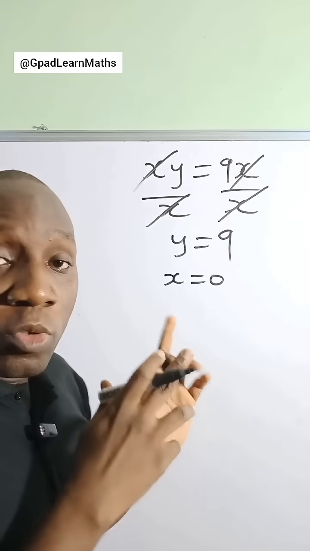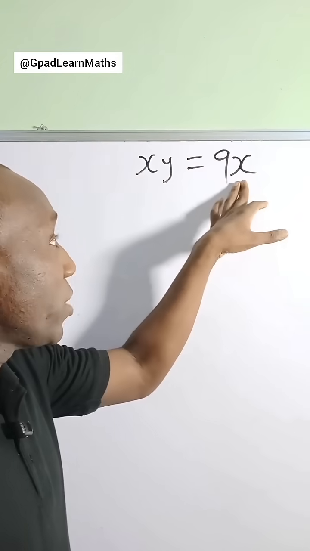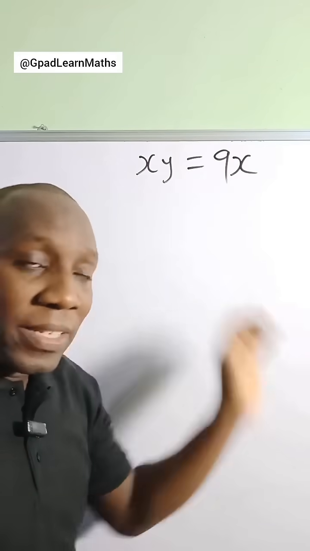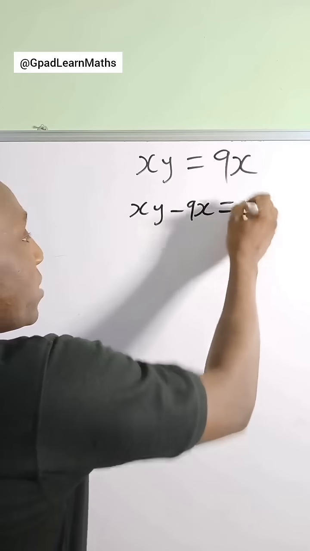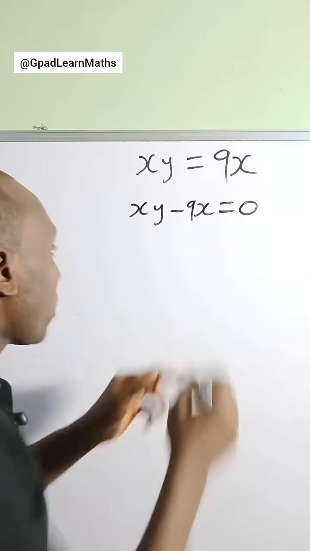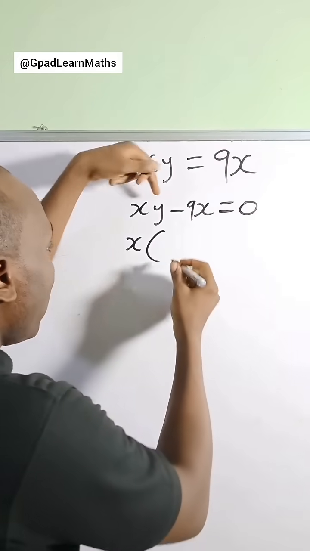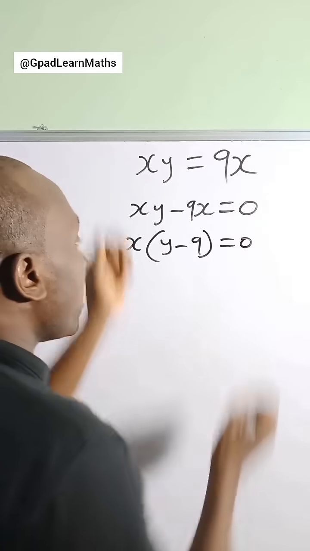Instead, this is what you are supposed to do when you have an equation like this. To solve this, we're going to transpose 9x to the left-hand side. It's going to be minus 9x is equal to what? 0. Now factorize this. What is common between these two terms? X is common. Let's factor that out. And then that leaves us with y minus 9, which is equal to what?